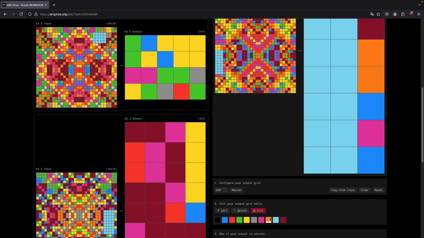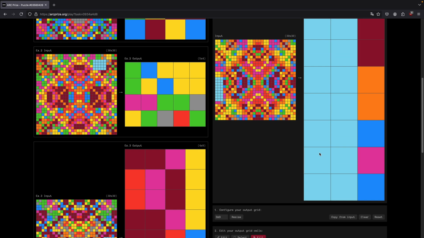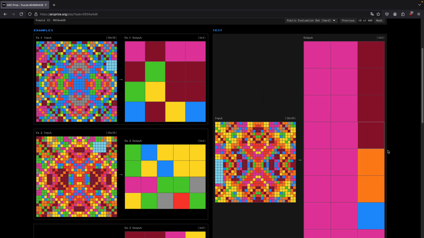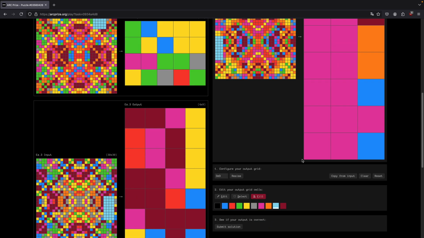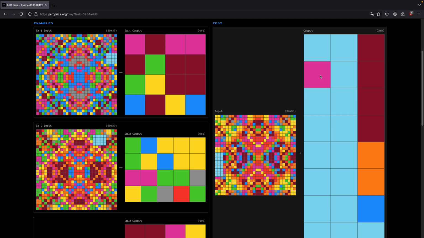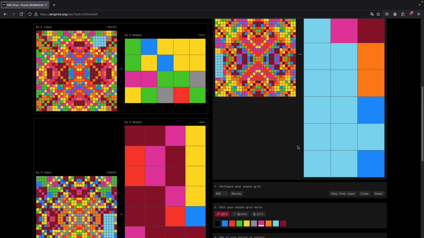So for example, if we figure out that this one is, for example, pink, sorry, not the whole thing. If we figure out that this square over here is pink, then we know that this is pink. If we figure out that this square over here is pink, then this is pink, and so on. Okay, so this is what we figured out.